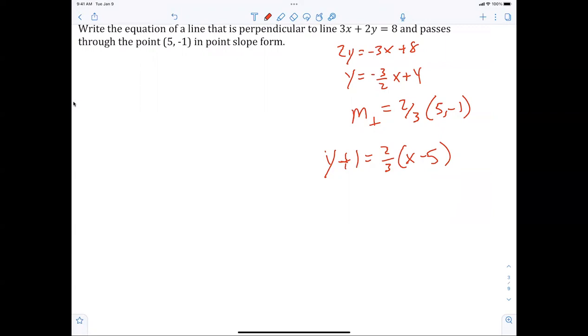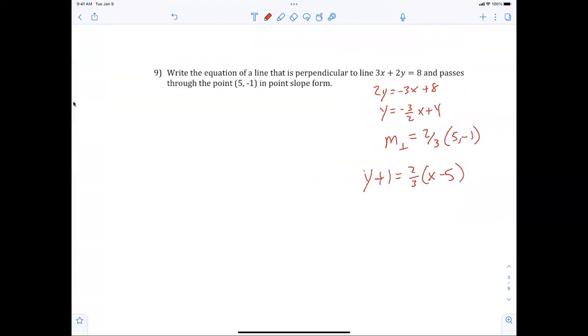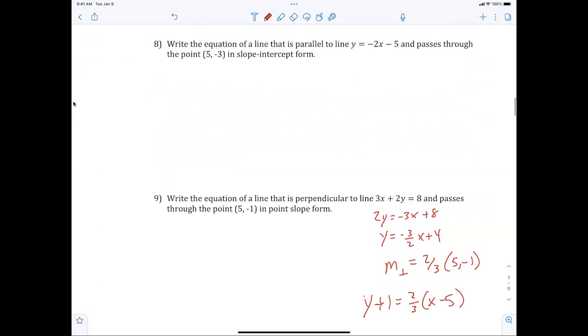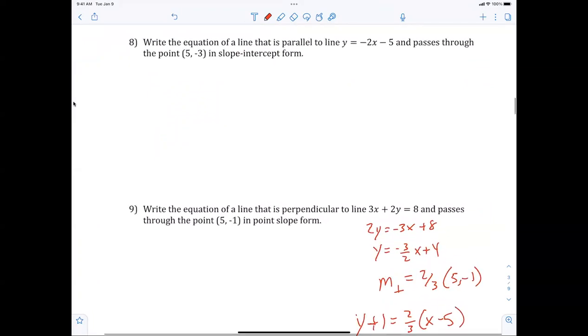Wait, can you keep it up there? All right, so what about parallel? What would be the slope of the parallel? The slope of the parallel would be negative 2, right? So in point slope, it would be what? y plus 3.